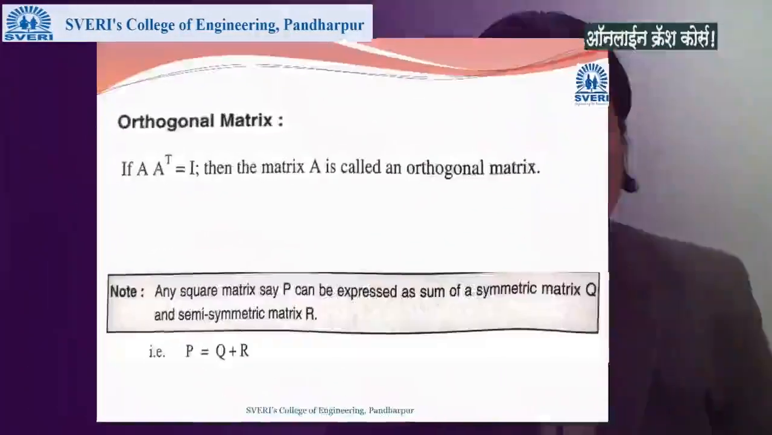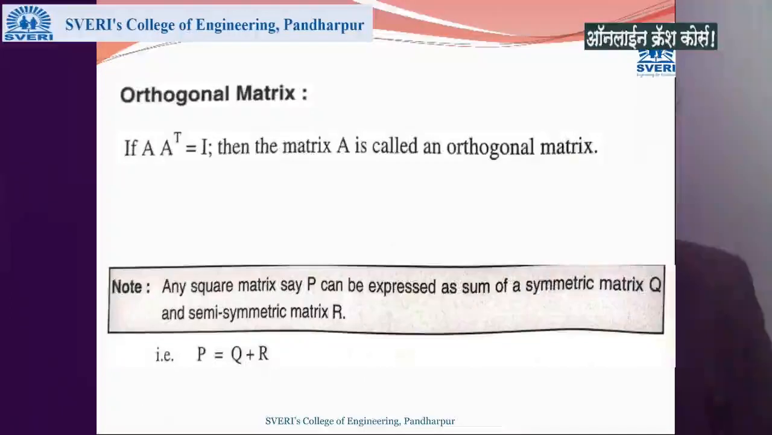Then, the orthogonal matrix: if A into A transpose is equal to I, where I is the identity matrix, then it is called an orthogonal matrix.